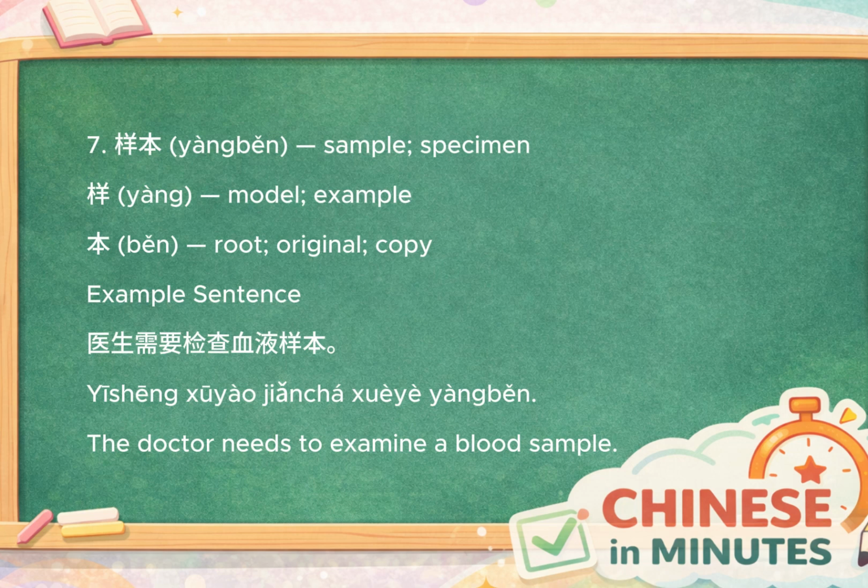Imagine a scientist collecting one leaf from a forest. That single leaf represents thousands of others. It becomes a 样本. For example, 医生需要检查血液样本. The doctor needs to examine a blood sample.